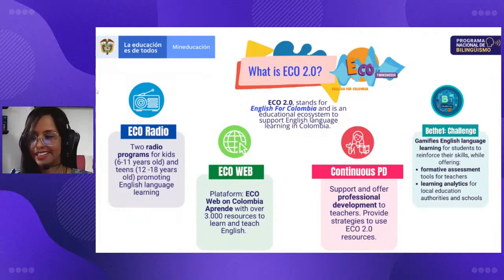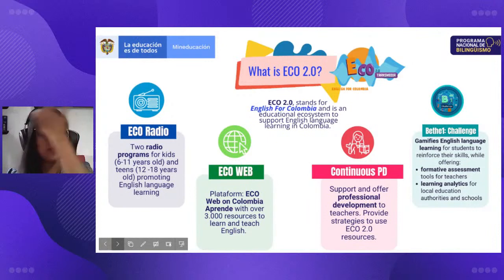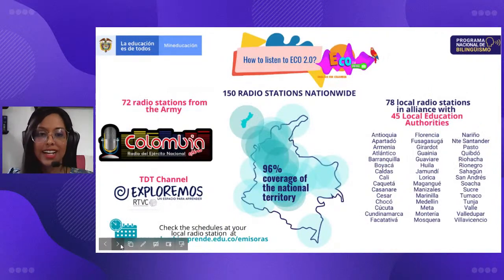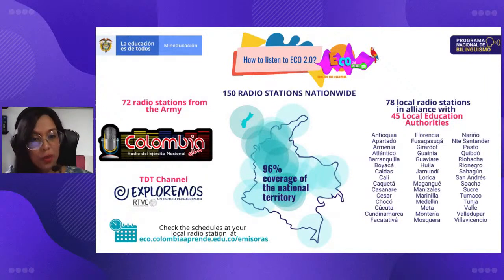teaching and learning English. Now, some of you may be wondering, well, I don't have connectivity. How can I listen to the radio program? What do you mean it's on the radio? Where can I find it? Well, you can visit EchoWeb, and go to the website that you find here at the bottom of the screen, echo.colombiaaprende.edu.co/emisoras. Here you can find the list of all of the local radio stations that are playing this program in your local areas, in your regions. We have 72 radio stations from the Army. We have 78 local radio stations.